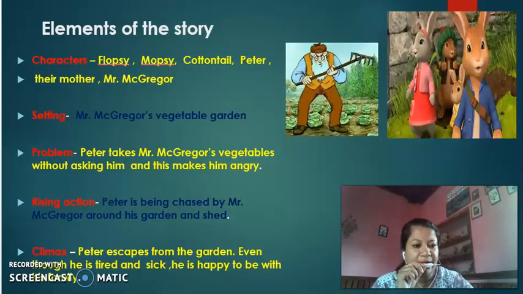Now, hoping that you have read the story, okay, we are coming back to the video. Okay, now let's discuss the elements of a story. Every story has elements, okay, and we will be discussing the elements in this chapter.